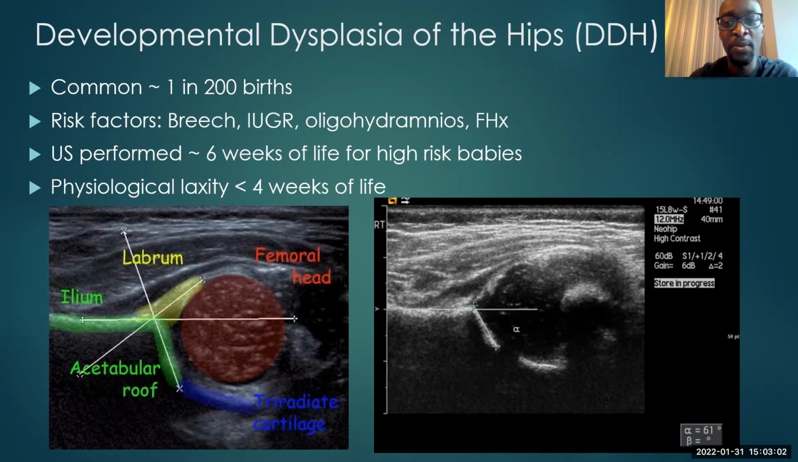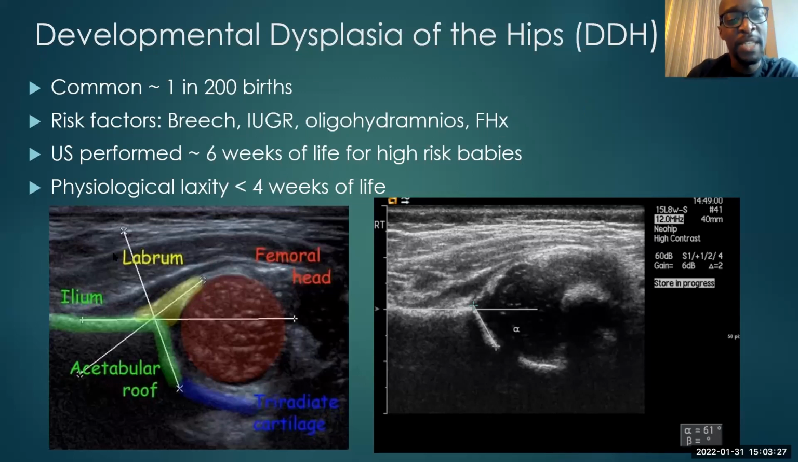There are some risk factors that we know about. So breech babies, so they're all wrapped up and folded, and their legs are all crossed and their hips are under pressure. IUGR, which is intrauterine growth restriction. Oligohydramnios, so they haven't got enough fluid around them when they're forming, and they're all squished, and there's a strong family history as well.